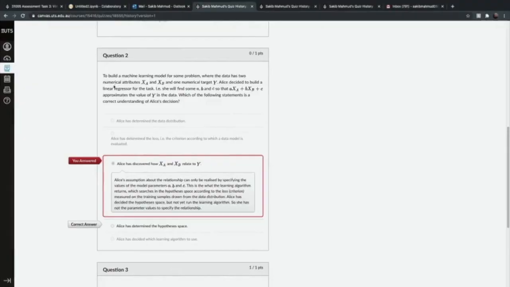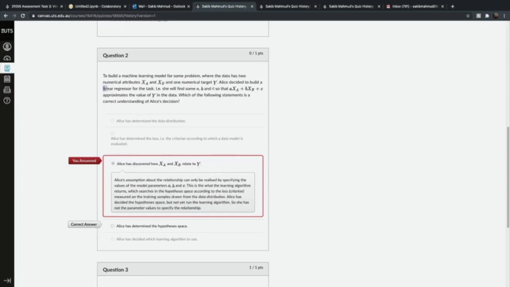For quiz 2, question number 2, the question was to build a machine learning model for some problem where the data has 2 numerical attributes xa, xb, and 1 numerical target y. Algorithm analysis considering the linear regressor for the task, and I've been asked to choose which of the following statements is a correct understanding of Alice's decision. I had chosen Alice had discovered how XA and XB related to Y.